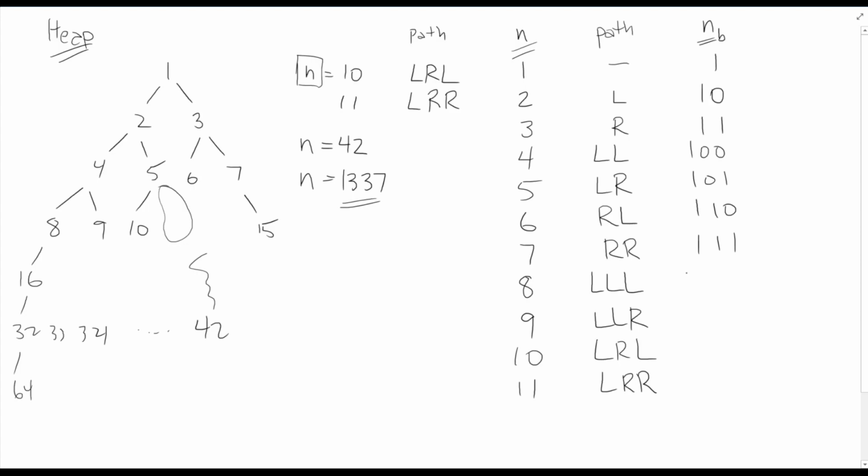Okay. Again, maybe you're seeing a pattern. If not, let's continue. 8 is 1, 0, 0, 0. 9 is 1, 0, 0, 1. 10 is 1, 0, 1, 0. And 11 is 1, 0, 1, 1. Okay, hopefully this is enough for us to see a pattern here.